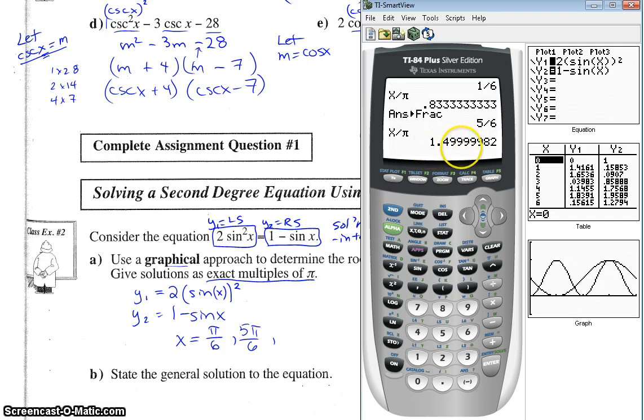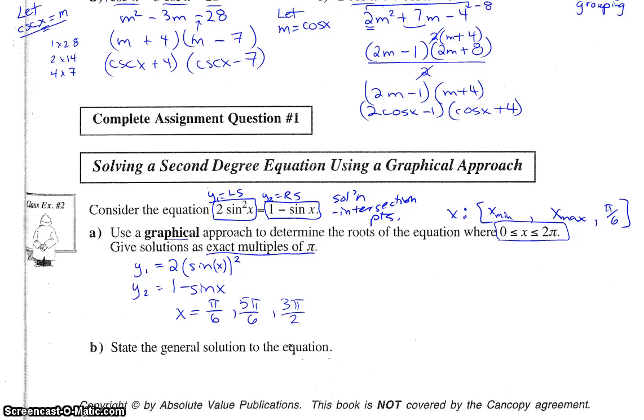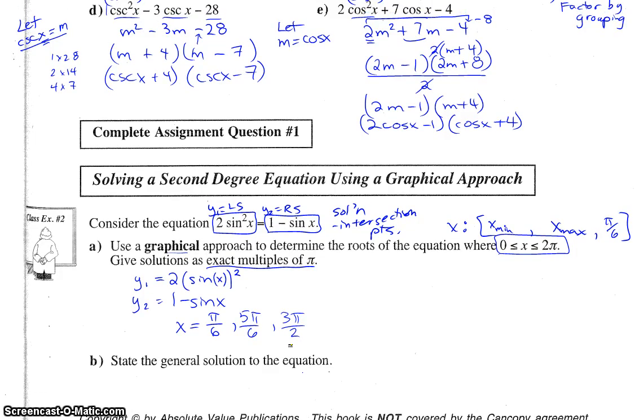If you get 1.4999, that's basically 1.5. So if you need to, go 1.5 as a math fraction, and you get 3 over 2. So your answer would be 3 pi over 2. Okay, so we have three solutions. We've got them as exact values now, and we want to state the general solution to the equation.